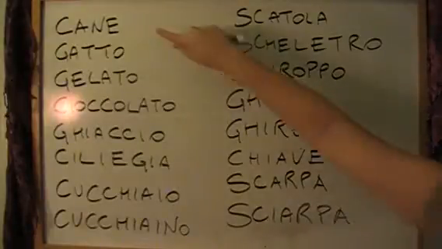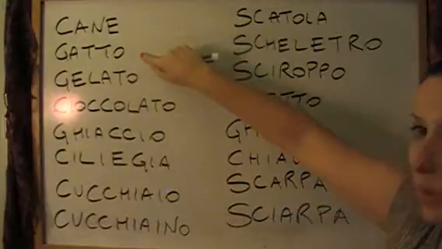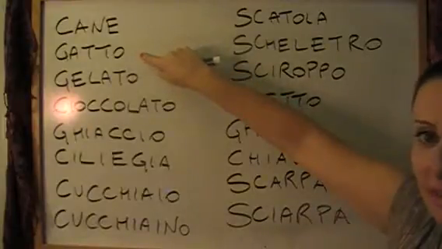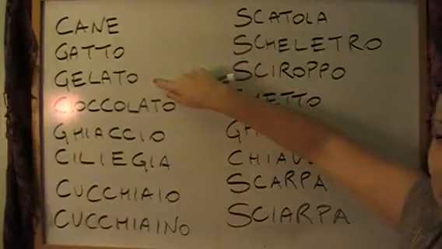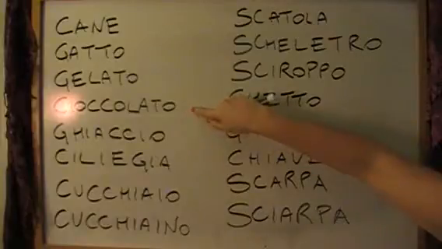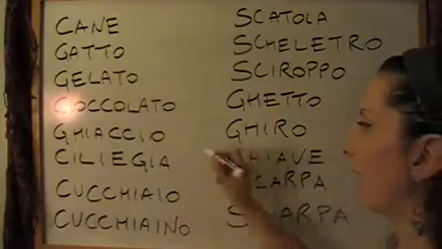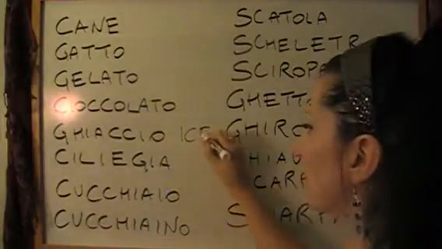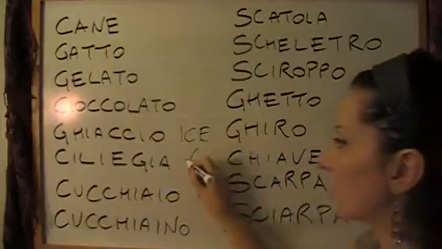This word means dog. This word means cat. This, everybody knows, is an ice cream. This is chocolate. This is ice. Let's make sure you understand my pronunciation. Ice. This is a cherry.